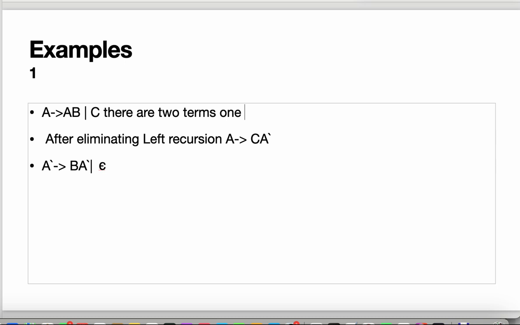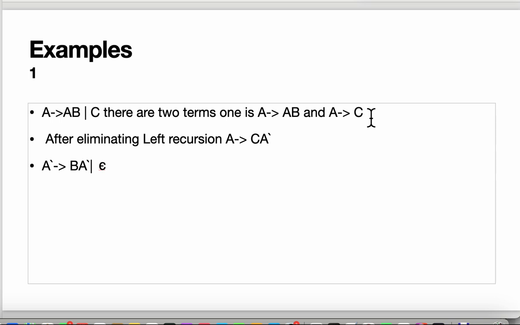One is A gives AB, and A can be replaced with C. Now out of these two terms, A gives AB is creating a recursion and A gives C is not creating a recursion. So when we say recursion, it means the same non-terminal A is immediately present on the right hand side.